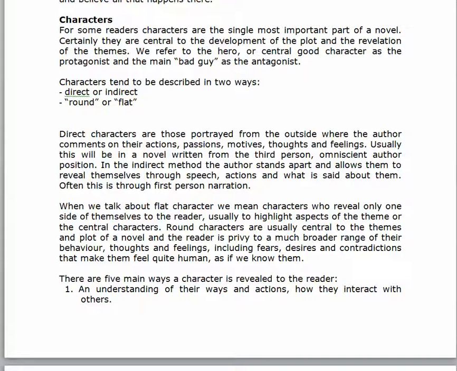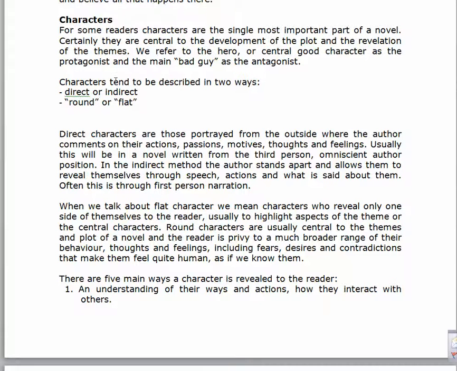The next area to look at are characters, and again you have character driven novels, and to some readers they are the single most important part, because through them we get to see the development of the plot, we get to see the themes. Two main words that we use in analytical essays: one is the hero or the central character, the protagonist, and the bad guy, the antagonist.